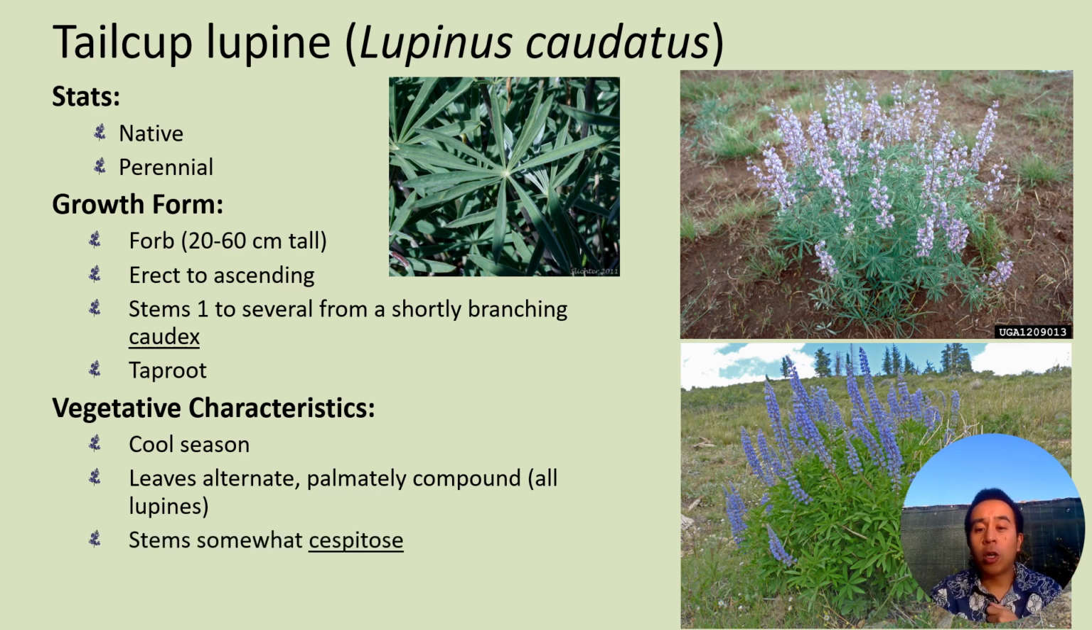The stems are somewhat cespitous, as you can see in the images above, meaning it's kind of growing a little bunchy. It's also strigose, or has strigose hairs, which means it's rough with short hairs or bristles.